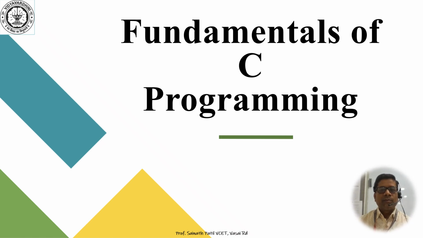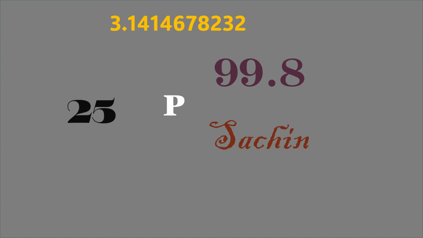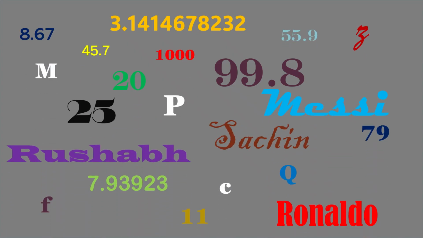In Fundamentals of C Programming, in this video, we are going to learn another fundamental, that is data types in C. In computer programming, we have to handle different kinds of data. A data value can be a single letter, can be a number, sometimes a number with a decimal point, or a number with more digits after the decimal point. Or a data value can be a string of characters. Like this, there are various kinds of data values.